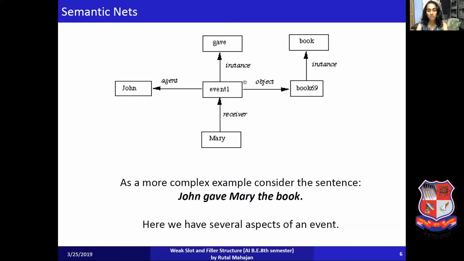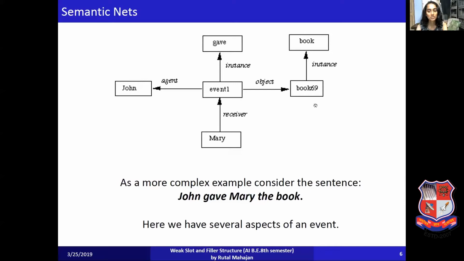We have several aspects of event, which are the event in this sentence. We can see John gave Mary the book. That is a whole event. We can see one event is there. Gave means giving is one kind of instance of that event. Mary is receiving something, that is also one kind of event. This event is related with Mary by receiver relation. John is related with this event, means he is the doer of this event. So it is related with agent relation.